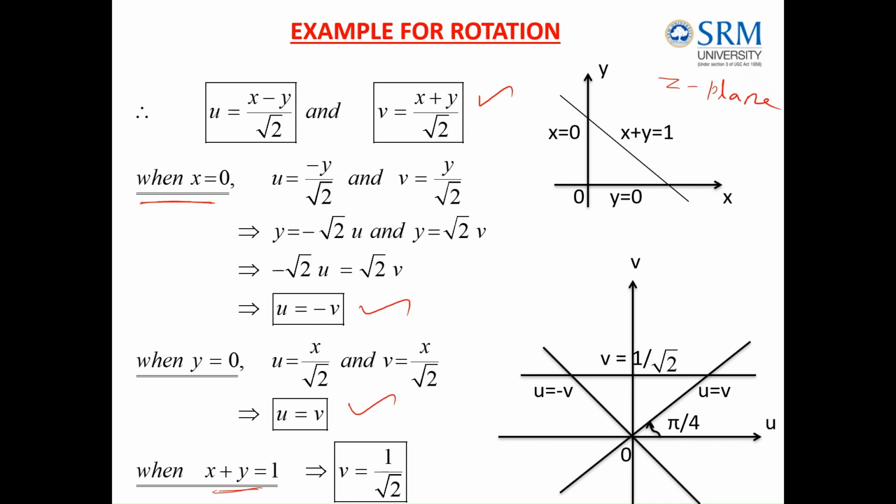So image of that is u equal to minus v, which is a straight line passing through the origin, negative orientation. u equal to v is a straight line passing through the origin, positive orientation. And v is equal to 1 by root 2 is a straight line which passes through the point 1 by root 2 on the v axis. So the triangle, if you see the image, it is a triangle but it is rotated through an angle pi by 4, because it is a straight line passing through the origin which makes the angle pi by 4 with the u axis. So easily you can understand that there is a rotation happens based upon this transformation.